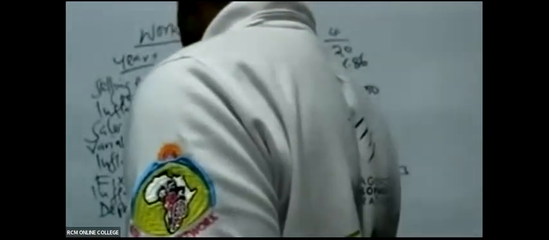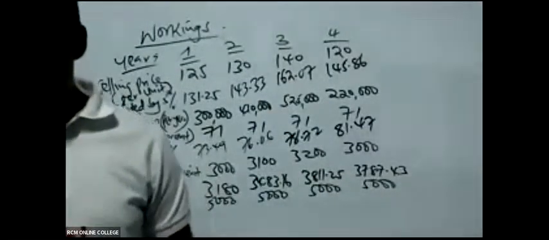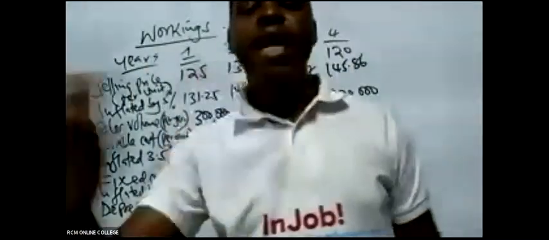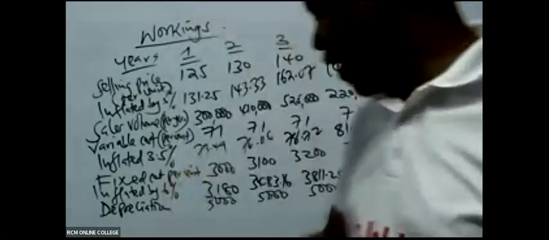Are we together here? 5,000, 5,000, 5,000, 5,000, 5,000, 5,000. Is that correct? All of us. Depreciation is 5,000. You take cost, you minus salvage value, you divide by number of useful life. I hope we are getting 5,000.